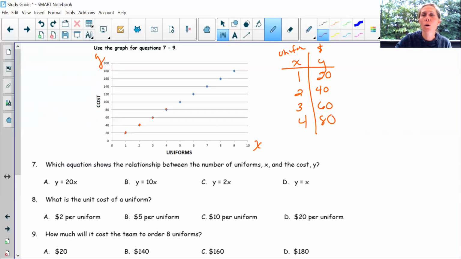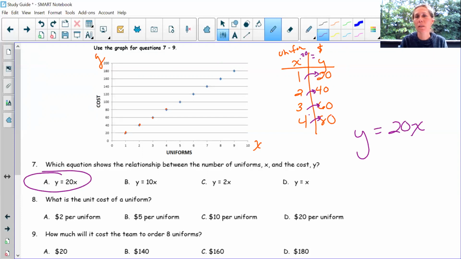All right? What are you doing to the X value to get the Y value? Well, every time you're multiplying by what? 20. So what are you doing to the X to get the Y? You're multiplying the X by 20 to get the Y. So Y equals 20X. Every time, 20 was your constant of proportionality.